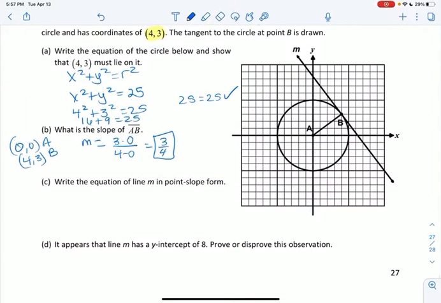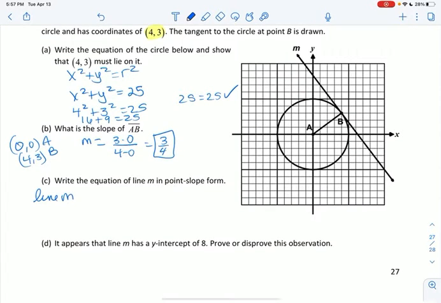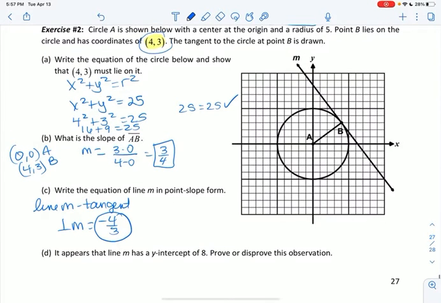Write the equation of line M in point slope form. Now remember, line M is tangent, so that means I need the perpendicular slope. The perpendicular slope is going to be negative 4/3. So I'm going to take this perpendicular slope and point B, and that's what I'm going to use in my point slope form. So y minus 3 equals negative 4/3 times x minus 4.